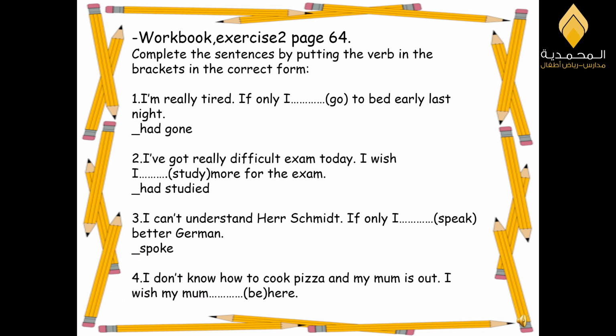Nice. And the last sentence over here. I do not know how to cook pizza and my mom is out. This is a present situation. So I have to use the simple past form from be, which is was. I wish my mom was here. Thank you so much. Now we finished this grammar. Hope you all enjoyed it and understood it.